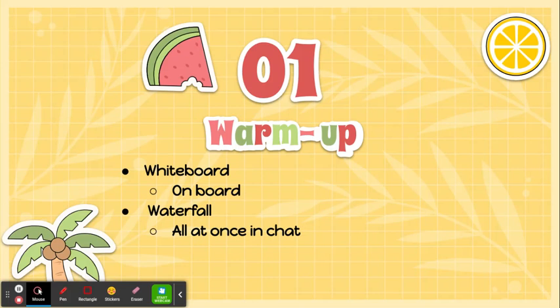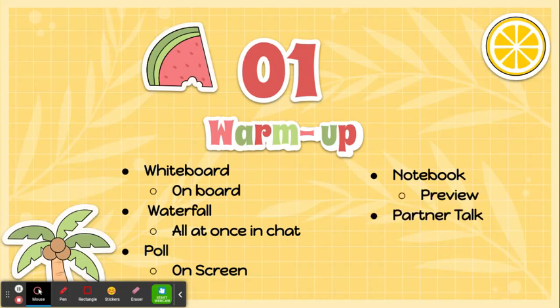So if you're thinking, how do you stop them from putting it in early? I have it turned off. So they can type in their answer and hit enter, but it's not going to appear until I open it. The next is a poll, and I just show it on my screen. Sometimes I ask them to write it in their notebook. So if this is something that we're going to reference during class, then I'll ask them to put it in their notebook. And then partner talk is just they solve it.